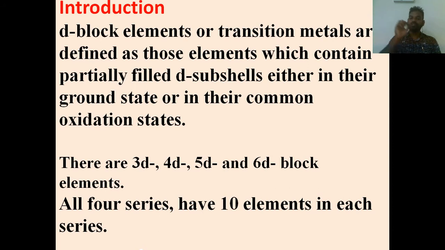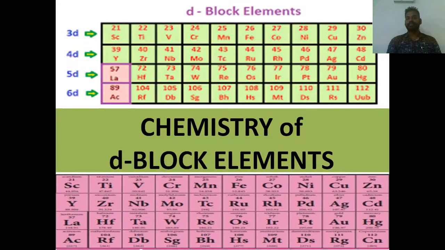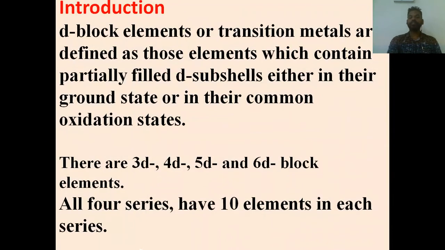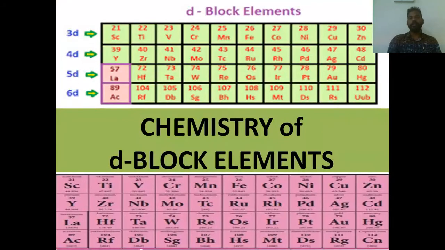That means the electrons are added to the d subshell here. So it must be in the ground or oxidation state, not in the excited state. If the electron is excited from ground state to d orbital, it is not a d block or transition element. There are 3d, 4d, 5d, 6d series, and all the series have 10 elements. That's very important: in each of the 4 series we have 10 elements.